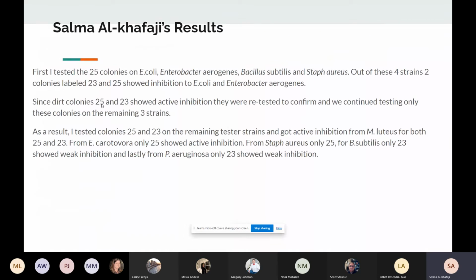For my results, from the 50 colonies, I took 25 colonies and tested them on E. coli, Enterobacter aerogenes, Bacillus subtilis, and Staph aureus.